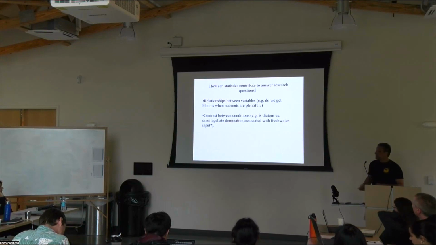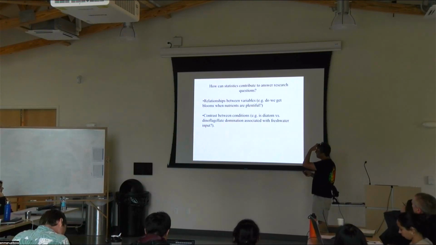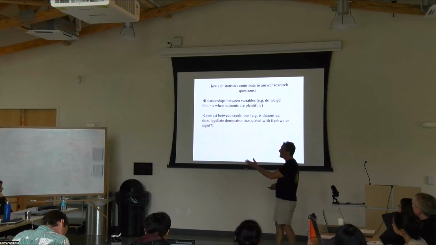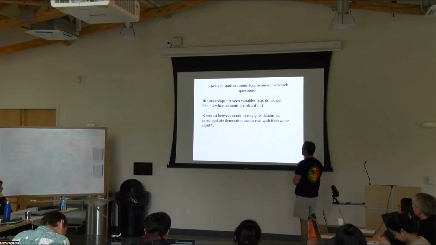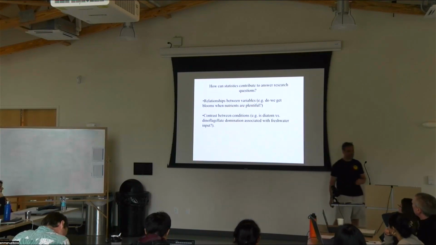Okay. So how can statistical theory answer a research question? It allows us to derive relationships between variables. For example, the blooms where nutrients were plentiful, or a week after they were, contrast conditions, diatom versus dinoflagellate combination associated with freshwater input. It also allows us to assign uncertainties, and we'll get there soon.